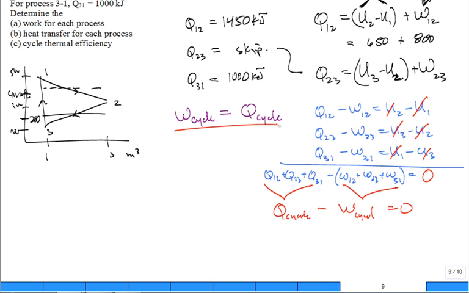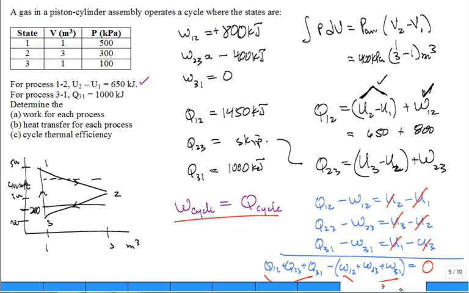So I look at it and I say, from this equation, let me try and back up a little bit. As I look at this equation, I'm looking to calculate this guy as my unknown, Q 2 to 3. I know Q 1 to 2, that's 1450. Q 3 to 1, I know that's 1,000. Work 1 to 2, 800. Work 2 to 3, negative 400. Work 3 to 1, 0. That's how I calculated Q 2 to 3. It may be a little more work than you like. Let me see if I have a value for that. Well, fine. Figure it out. Just do it by myself.